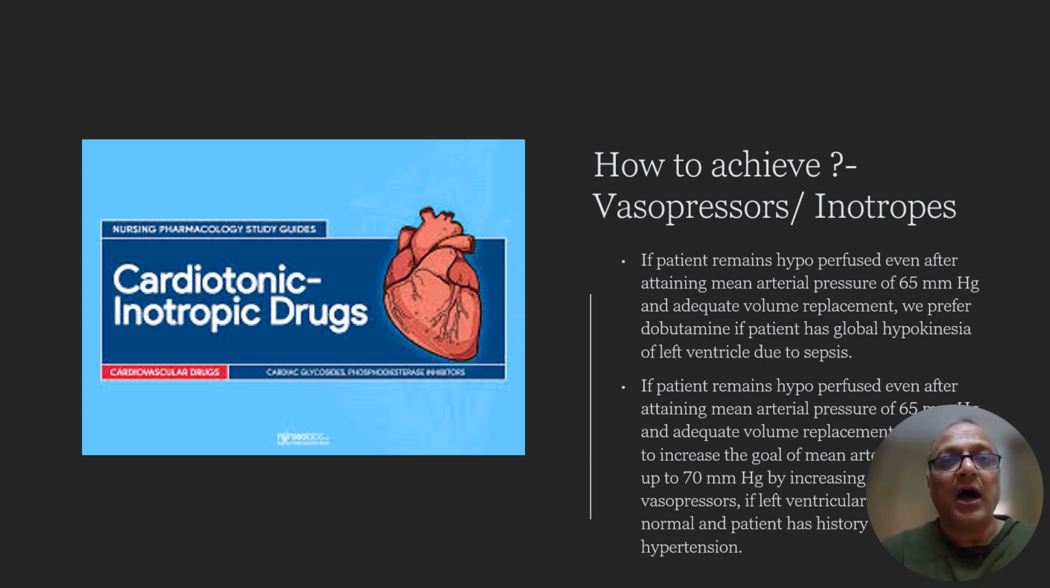What if the patient remains hypoperfused even after attaining mean arterial pressure of 65 and adequate volume replacement? We prefer administration of dobutamine in such patients at 5 to 10 microgram per kg per minute if the patient has global hypokinesia of the left ventricle due to sepsis. What if the patient's left ventricular ejection fraction is normal and the patient remains hypoperfused even after attaining mean arterial pressure of 65 and adequate volume replacement? We prefer to increase the goal of mean arterial pressure up to 70 mm of mercury by increasing the dose of vasopressors if the patient has a history of chronic hypertension.